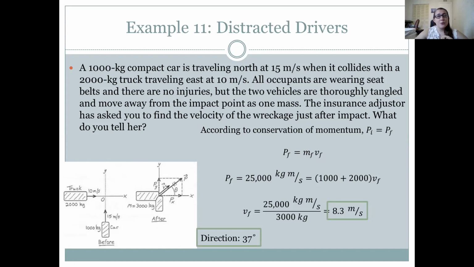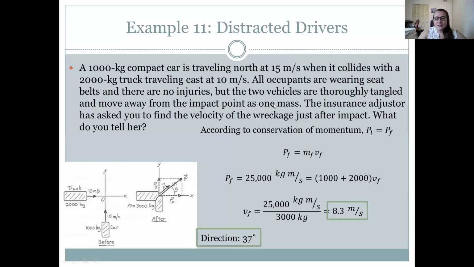Any questions about this example? I think this is the first one where we've had a collision in 2 dimensions. Do you guys have any questions? It's basically the same general idea as collisions in 1 dimension, except you have to set it up in the x direction and then the y direction separately. And then if you need to, you can combine them.